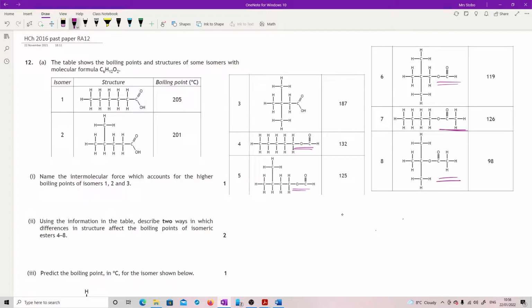Okay, and I think you can already see the patterns that are coming in with the boiling points, but let's have a look. Name the intermolecular force which accounts for the higher boiling points of isomers 1, 2, and 3. Here we go, 1, 2, 3. Why are they higher? It's got to be because of these allowing hydrogen bonds. Okay. Use the information in the table. Describe 2 ways in which differences in structures affect the boiling point of isomeric esters 4 to 8.